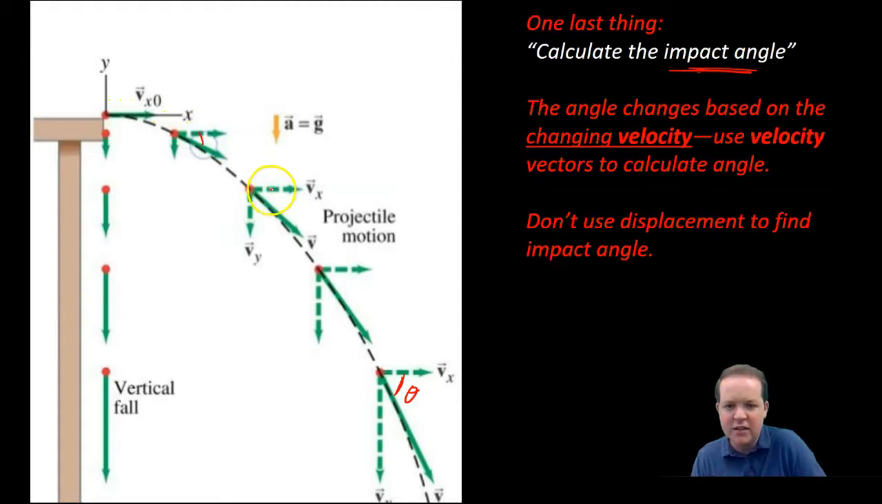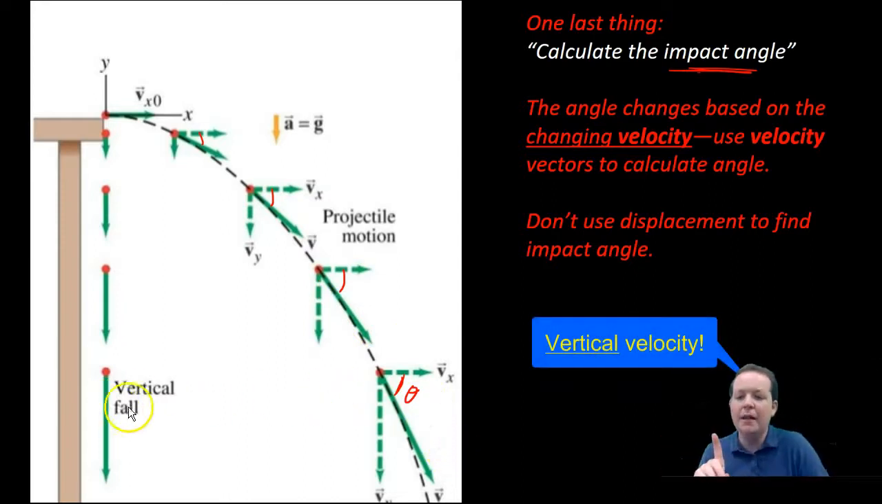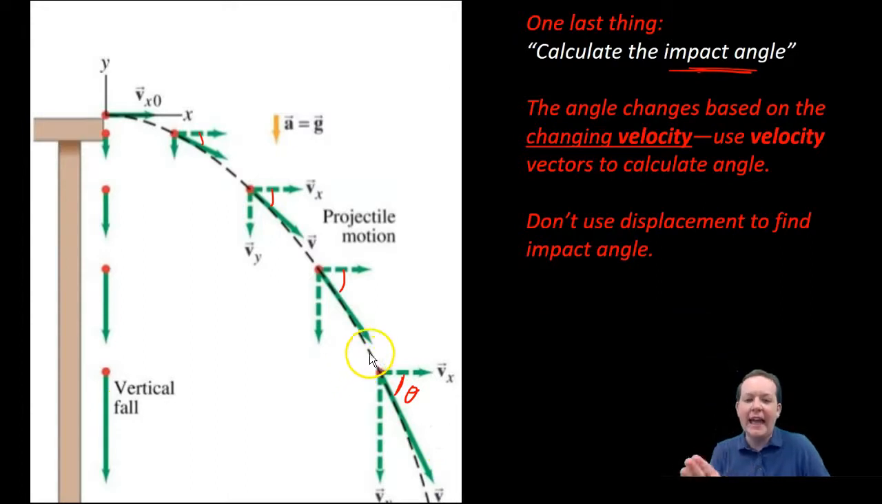Notice this angle is smaller than this angle. It got a little bigger, gets a little bigger, gets a little bigger. Remember that horizontal velocity kind of starts taking over. But let's be very clear. The angle is changing because of the velocity vectors. So if it's ever asking for the impact angle or the angle of the motion, you should be using the angle of the velocity vectors, these things right here.